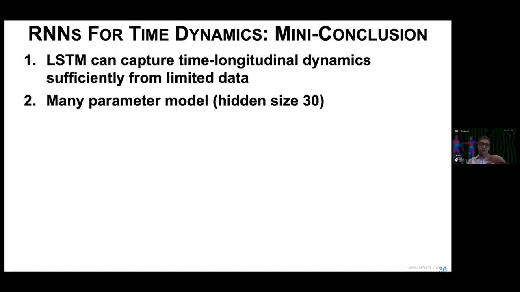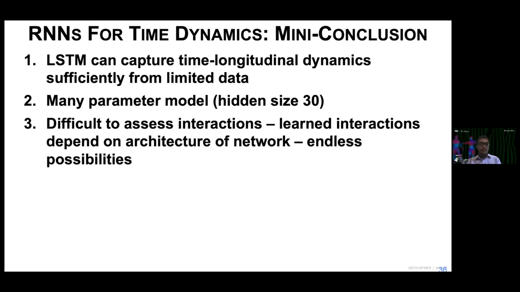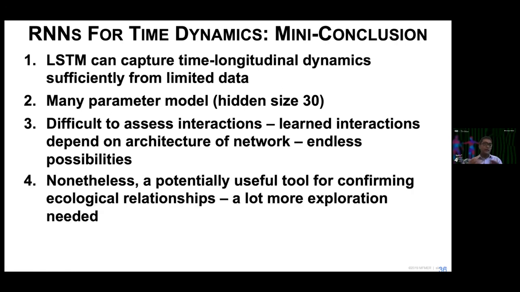So it's doable, especially for a many parameter model. We use a hidden layer size of 30 and a depth of 3. So there are 90 LSTM nodes in this. It's difficult to assess the interactions. Some of it depends on architecture. There are endless possibilities there, but we can start gleaning some of the facts of this and start understanding what some of the vaginal microbiome interactions are. And so nonetheless, this is a potentially useful tool for confirming ecological relationships, an area that we continue to explore. And this is an area that you also can link up with experimentation as well.